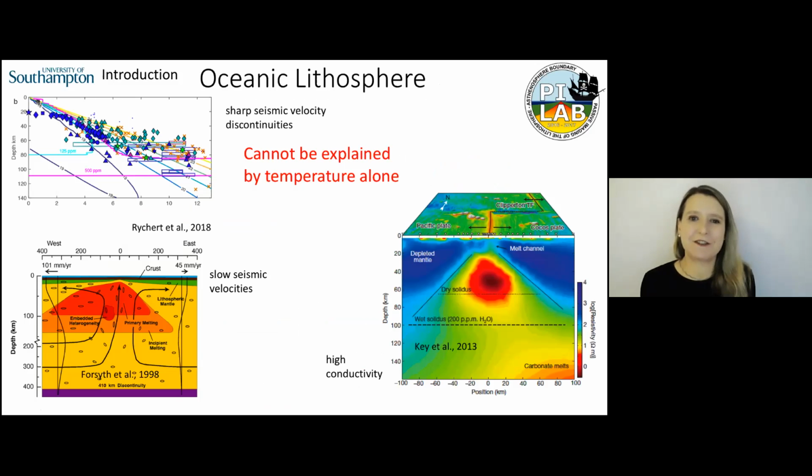And this is not just true from a scattered wave perspective. When we consider things like surface waves, it's well known that surface waves frequently image very strong velocity anomalies that are too slow to be explained by a purely thermal model. And this is also true for electromagnetics. So there are also very strong conductivity anomalies that can't be explained thermally.